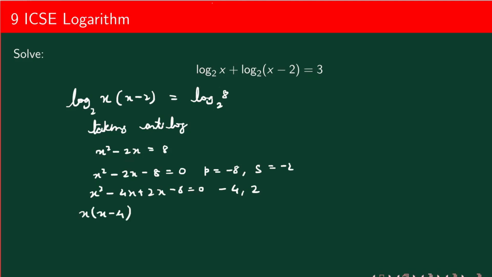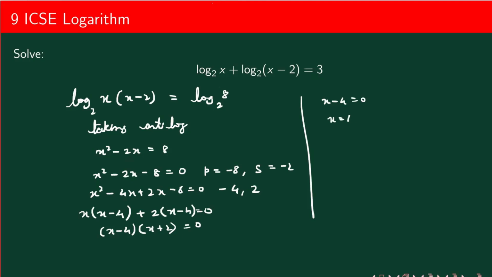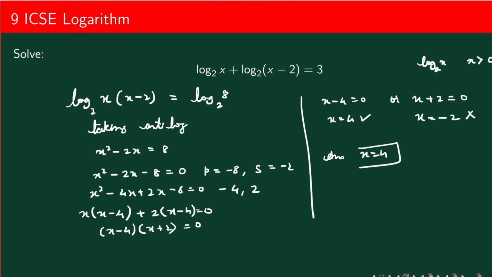You get x minus 4, and here you get x plus 2. So x minus 4, x plus 2. So x minus 4 is 0, x is 4. Or you get x plus 2 is 0. So you get x as minus 2. Again, the logic, log of x to the base a is valid only when x is greater than 0. So therefore, this is not the answer. This is the answer. So x equal to 4 is the answer to the question.